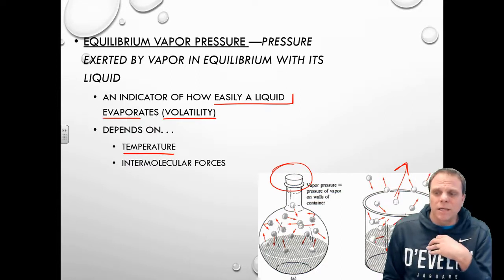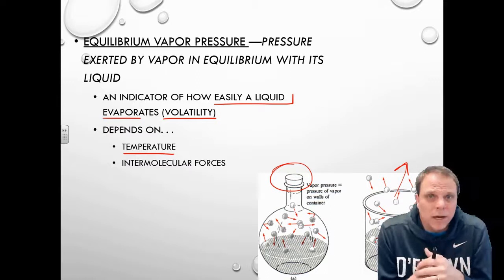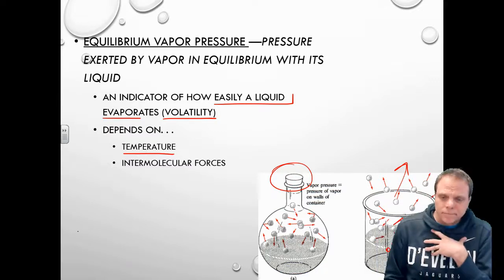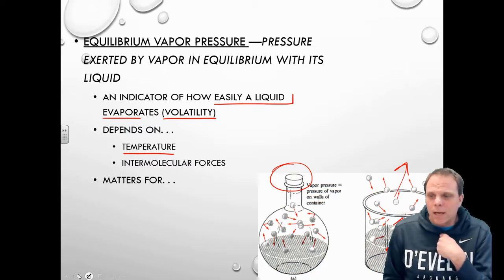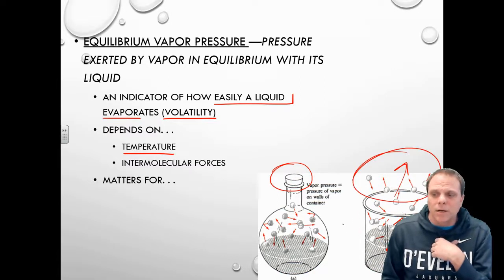And so in order to get out of the liquid, they've got to overcome those intermolecular forces. And so intermolecular forces can affect volatility and the equilibrium vapor pressure, okay? Remember that this beaker is not going to reach equilibrium because there are very few particles going back in. Notice most everything is going out.